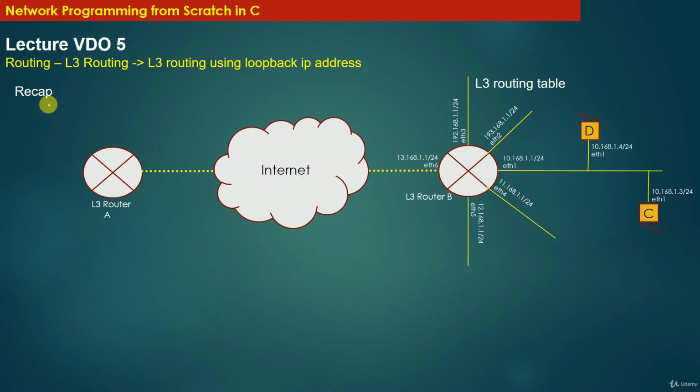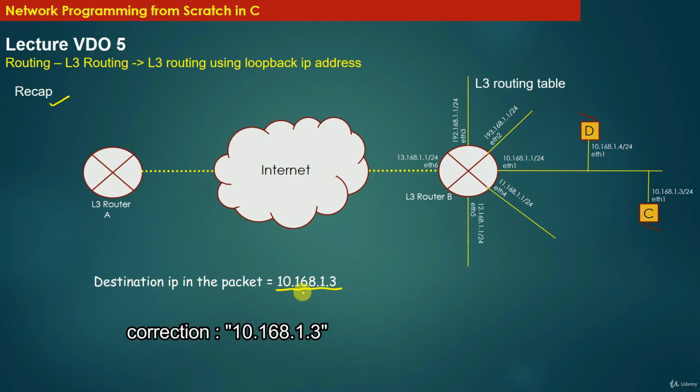So let us do a little recap here. Let us suppose the destination IP address specified in the packet is 10.168.1.3. That is, the packet is destined for the host machine C placed somewhere in the network. So let's say that L3 router A receives a packet with destination IP address equal to 10.168.1.3. Right? So router A will forward the packet as usual using L3 routing.